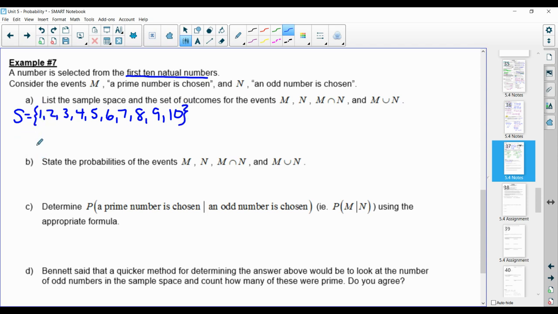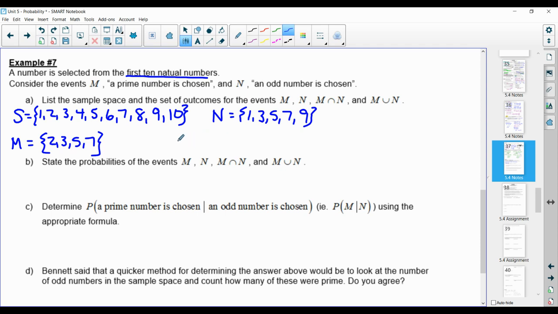Again, you can do this with a Venn diagram. We have event M being that a prime number is chosen. Remember that 1 is not a prime number. So 2, 3, 5, and 7. 9 is also not prime. That's a common mistake some people will make. 9 is odd, but it's not prime. Event N is an odd number is chosen. So this is going to be 1, 3, 5, 7, and 9.